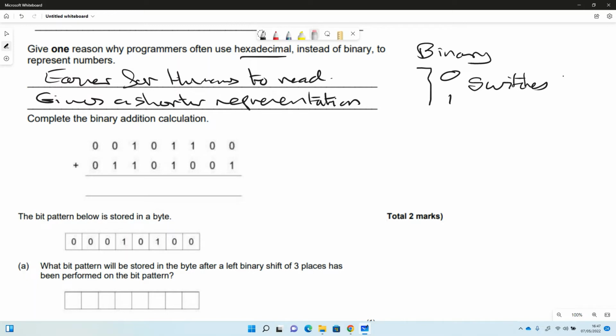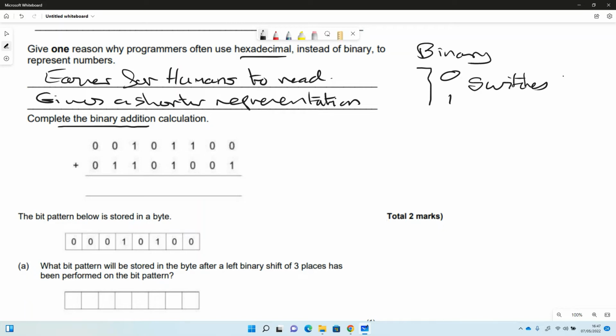It's not a very good writing of humans, that is it. So I would say in the exam, if you can do it the best you can, the examiner will be able to read it. That's a bit better. So it's easier for humans to read. It gives a shorter representation. So we've done 2 reasons for that. And they're always the best, easiest ones to say, really. So completing the binary addition.